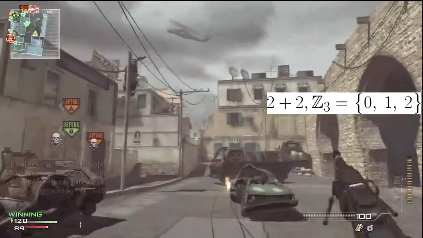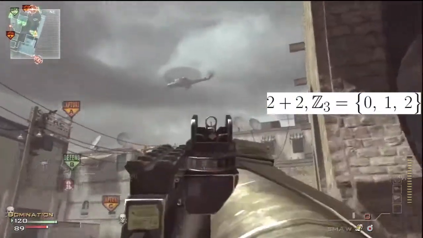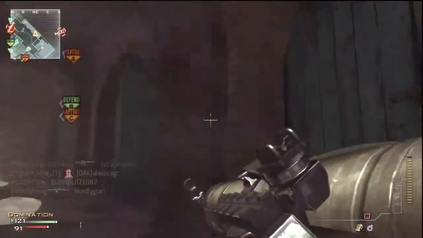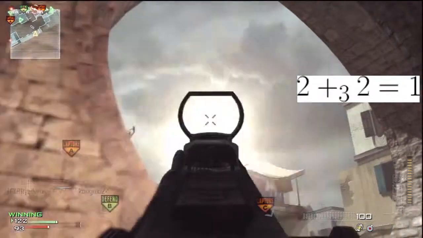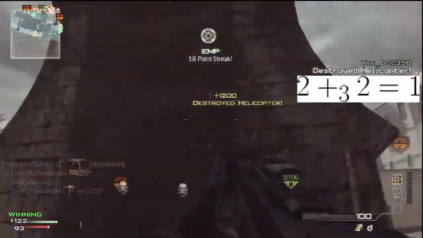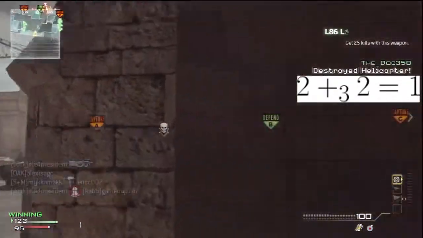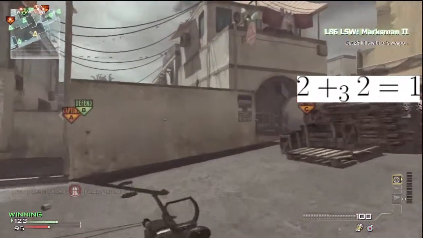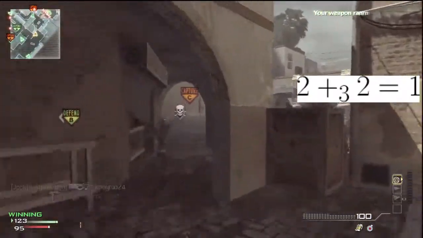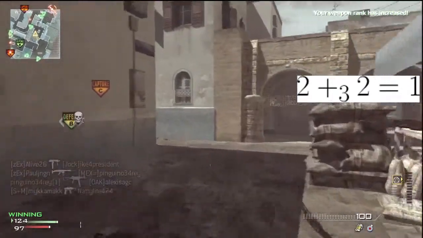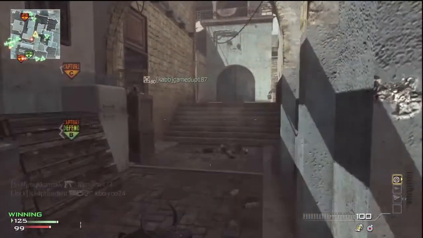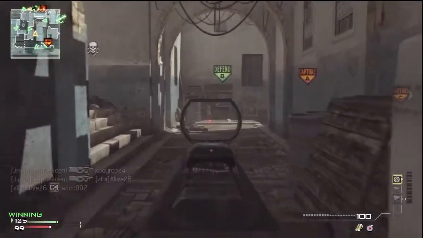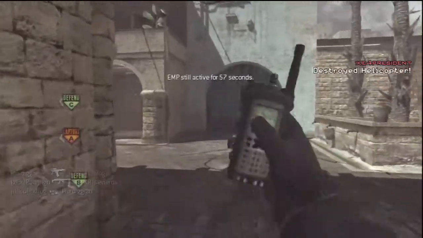Now, if you don't want to write out Z3 and all that, you can see right here that you can write 2 plus sub 3 2 equals 1. When you write that, it is automatically assumed that you are working in Z3. Do not write 2 plus sub Z 2. That won't make any sense. So don't do that. You can see clearly that 2 plus 2 in Z3 equals 1.